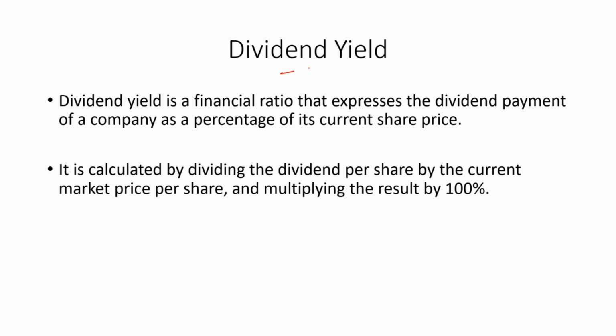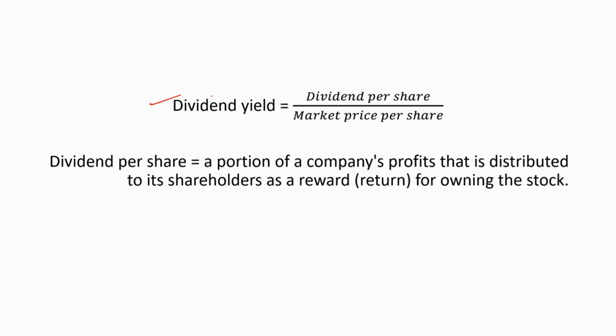Now let's discuss the dividend yield. Dividend yield is a financial ratio that expresses the dividend payment of a company as a percentage of its current share price. It is calculated by dividing the dividend per share by the current market price per share and multiplying the result by 100%. This is how we can calculate the dividend yield. Dividend per share divided by the market price per share. Dividend per share is a portion of a company's profits that is distributed to its shareholders as a reward for owning the stock. So this is the return that the shareholders will receive from the company because they are owning the shares of the company.